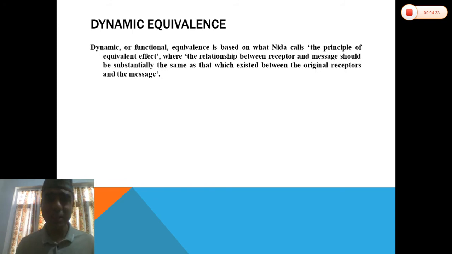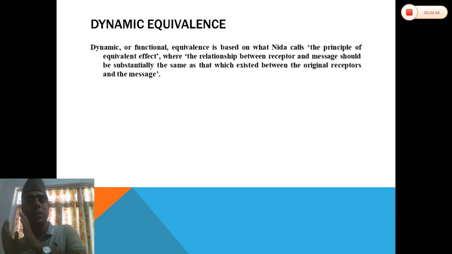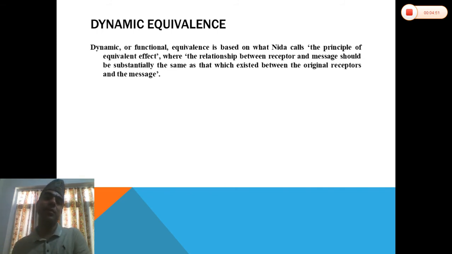Dynamic or functional equivalence is based on what Nida calls the principle of equivalent effect. The effect on the source text language reader and the effect on the targeted language reader should be the same according to Nida. This is dynamic equivalence. Both the source text reader from the same language and the targeted text reader from the targeted language should have the same effect after reading the text. This is the motto of dynamic equivalence according to Nida.